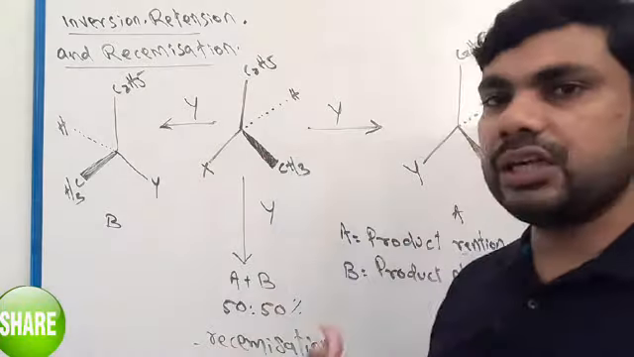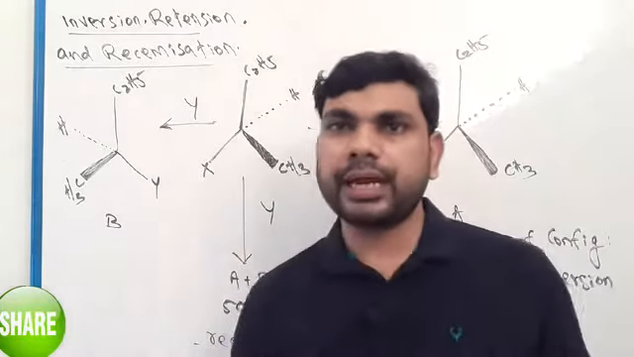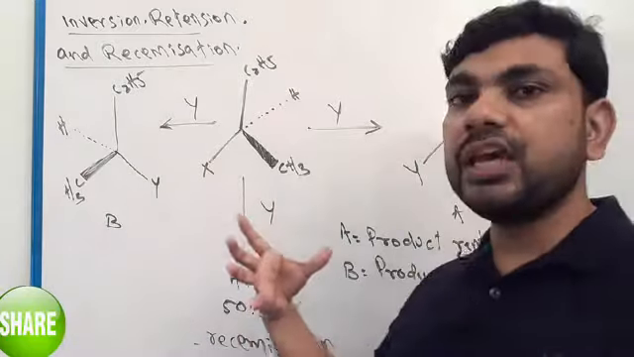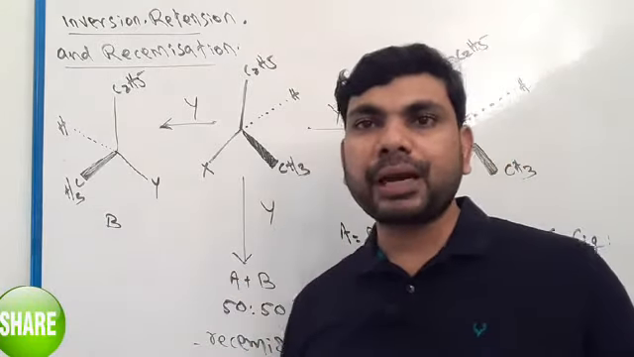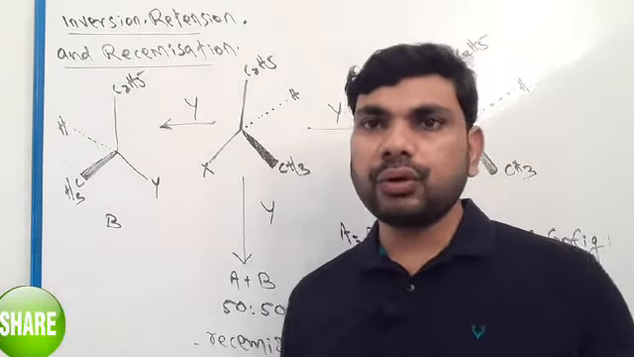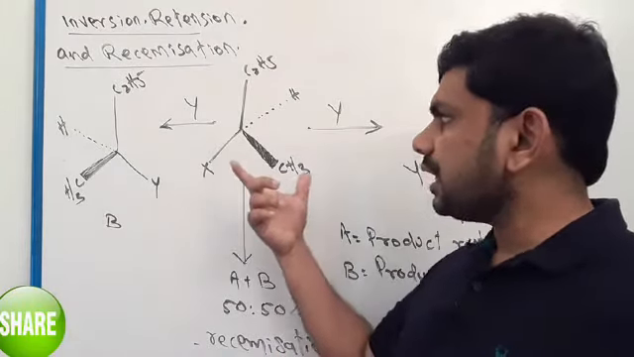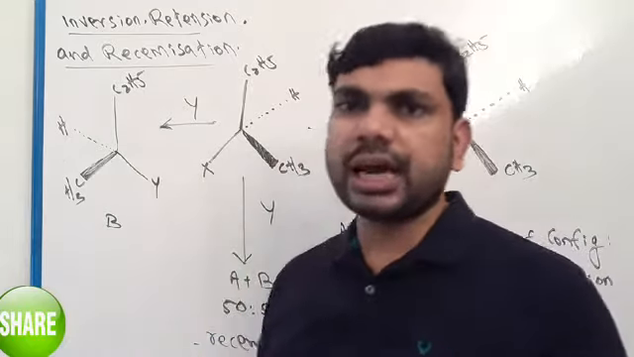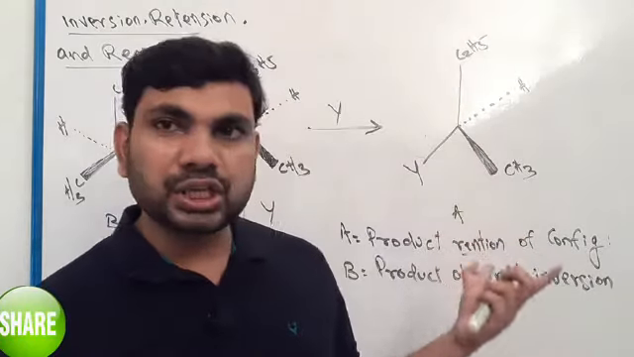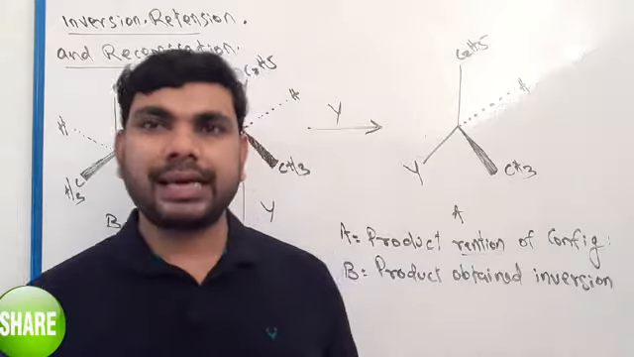Inversion. We discussed that the SN2 reaction happens with this type of inversion. SN2, primary alkyl halide with nucleophile, inversion happened. So this is inversion and this is retention. In retention, there is no change in direction.